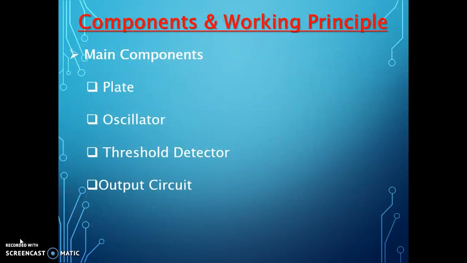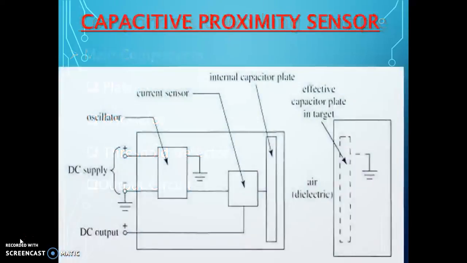The main components of the capacitive proximity sensor are the plate, oscillator, threshold detector and the output circuit. The plate inside the sensor acts as one plate of the capacitor and the target acts as the other plate. The air between them acts as the dielectric between the plates. The capacitive sensor can detect any target whose dielectric constant is more than that of air.